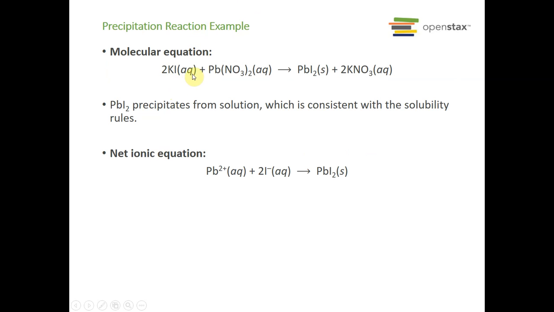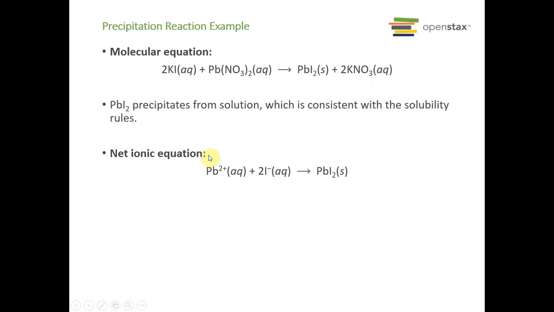Potassium iodide, aqueous, it's got a potassium which makes it soluble, plus lead nitrate, nitrate's one of those that is always soluble, combine to form lead iodide, that's one of the ones that's insoluble, lead and a halide, and potassium nitrate, which of course is soluble on both counts, the group 1 and the nitrate. Lead iodide precipitates from the solution, which is consistent with the solubility rules.